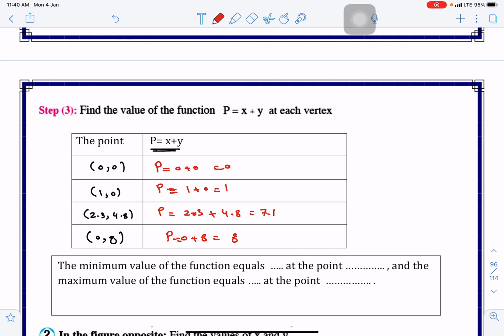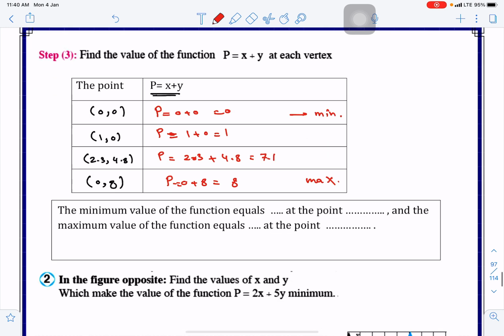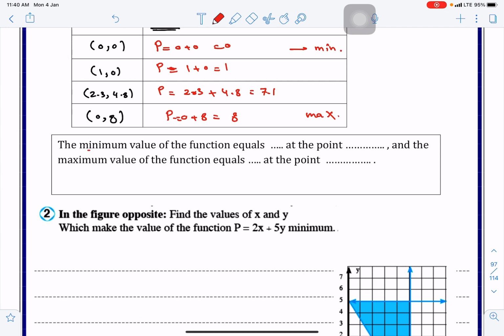Then this is the minimum value, and this is the maximum value. The minimum value of the function equals 0 at the point 0 and 0, and the maximum value of the function is 8 at the point 0 and 8.